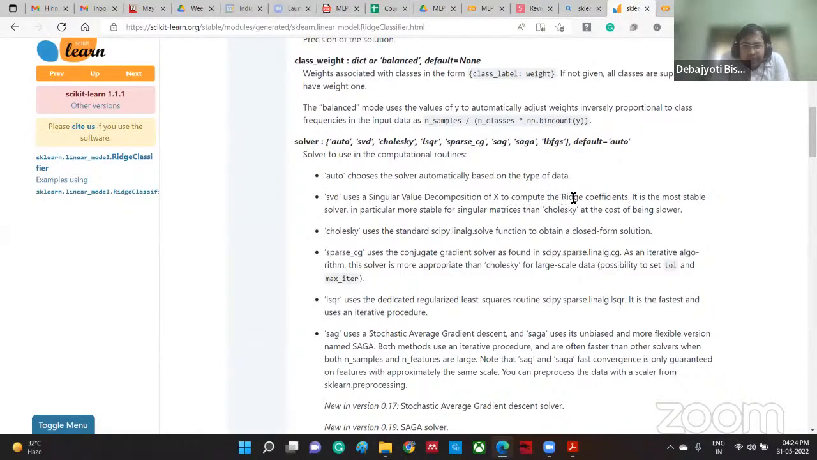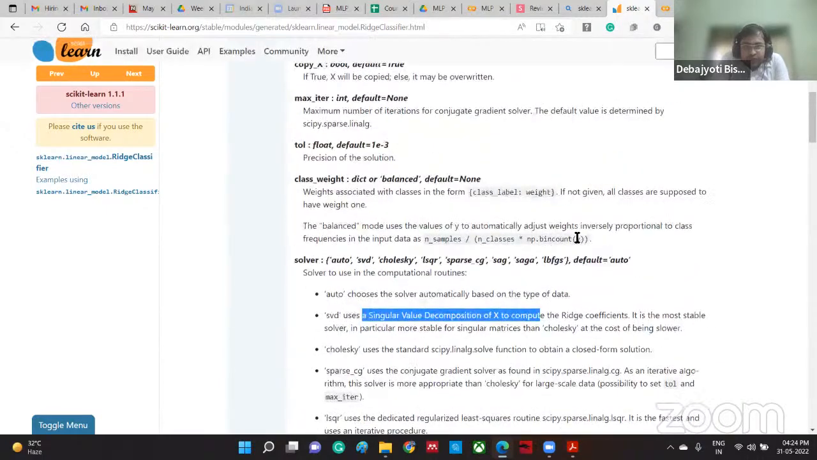So basically, to find the different coefficients of the ridge classifier, these things are used, right? SVD uses a singular value decomposition of X, and is most stable for singular matrices. Cholesky uses the linear algebra function to get a closed form solution, and so on.